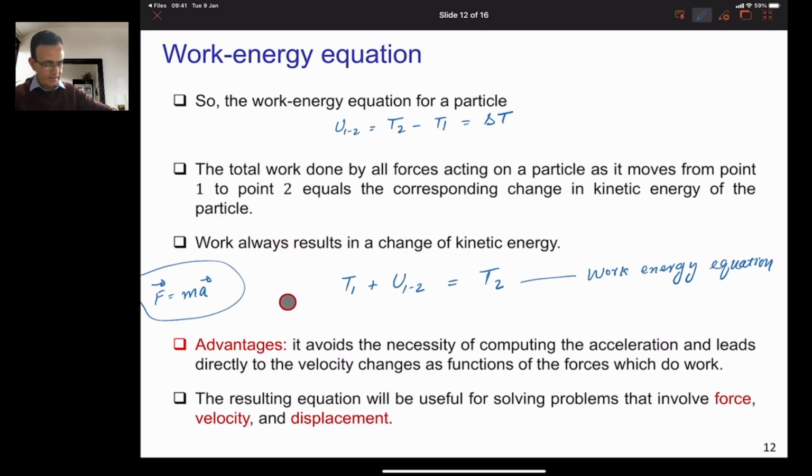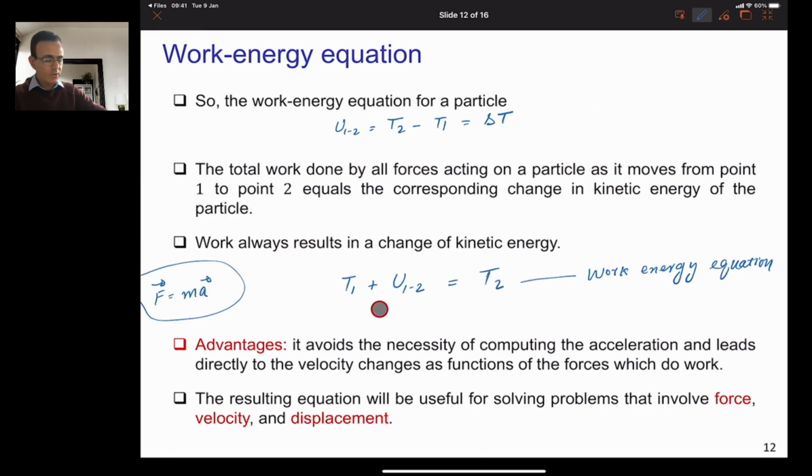And this is just about the application of this principle, that the resulting equation will be useful for solving problems that involve forces, velocity, and displacement. So if you have to deal only with forces, velocity, and displacement, then you can just use this equation instead of solving for the acceleration, which you were doing in the previous lecture.